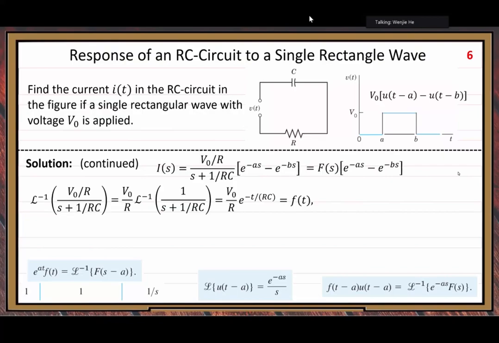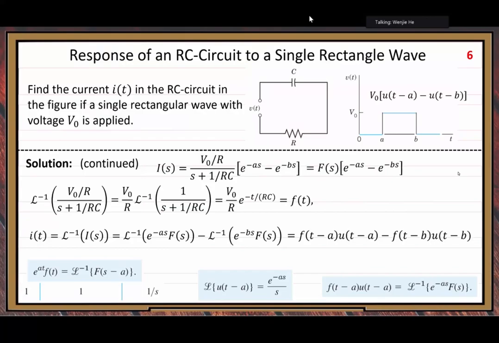So next, we can apply the second shifting theorem, because we have this little f function. You multiply through, and you have two terms. Each one, you apply this second shifting theorem. So, the inverse of these two terms. Then, with the second shifting theorem, you have the little f function.